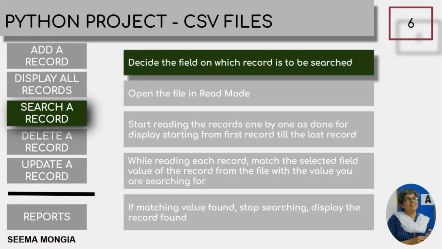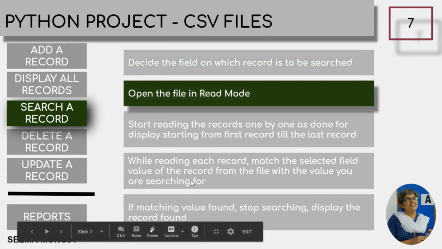So what we have to do is, first of all, decide on which particular field we want to search the particular record. For example, let us say the current project we are talking about is a record maintenance software for an ice cream parlor, which is holding three fields: ice cream code, ice cream name, and the price of that particular ice cream. So we will first decide on which particular field we want to search. Let us suppose we want to search a record on the field ice cream code. So we will accept the ice cream code from the user.